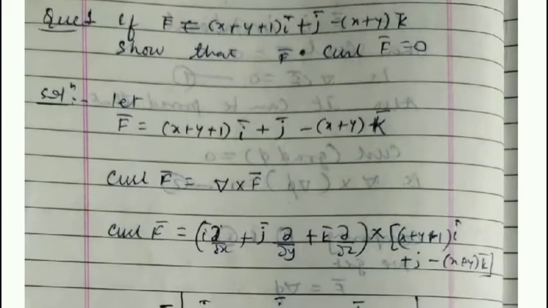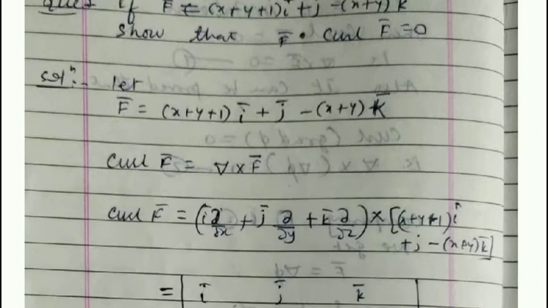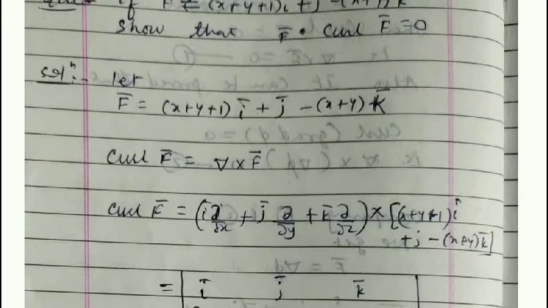So the first question is, if f bar equals (x plus y plus 1) i bar plus j bar minus (x plus y) k bar, show that f bar dot curl of f bar equals 0. So let f bar be this, and consider curl of f bar. Curl of f bar means del cross f bar. So curl of f bar is this.